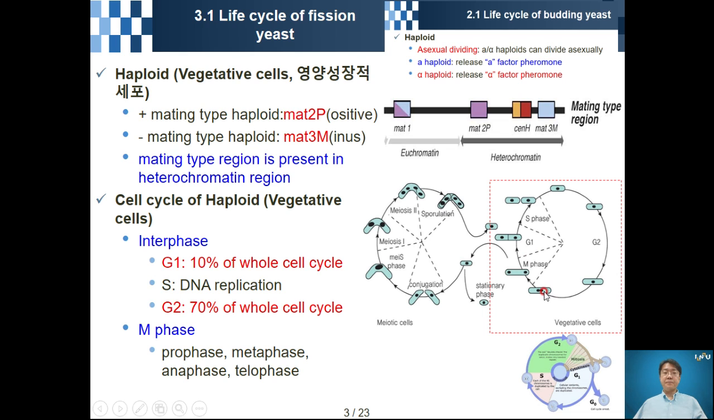During S phase, DNA is replicated. M phase is composed of prophase, metaphase, anaphase, and telophase. After telophase there is cytokinesis, meaning one fission yeast becomes two fission yeast. So this is the cell cycle of haploids, and in the next slide we will cover the meiotic cell.